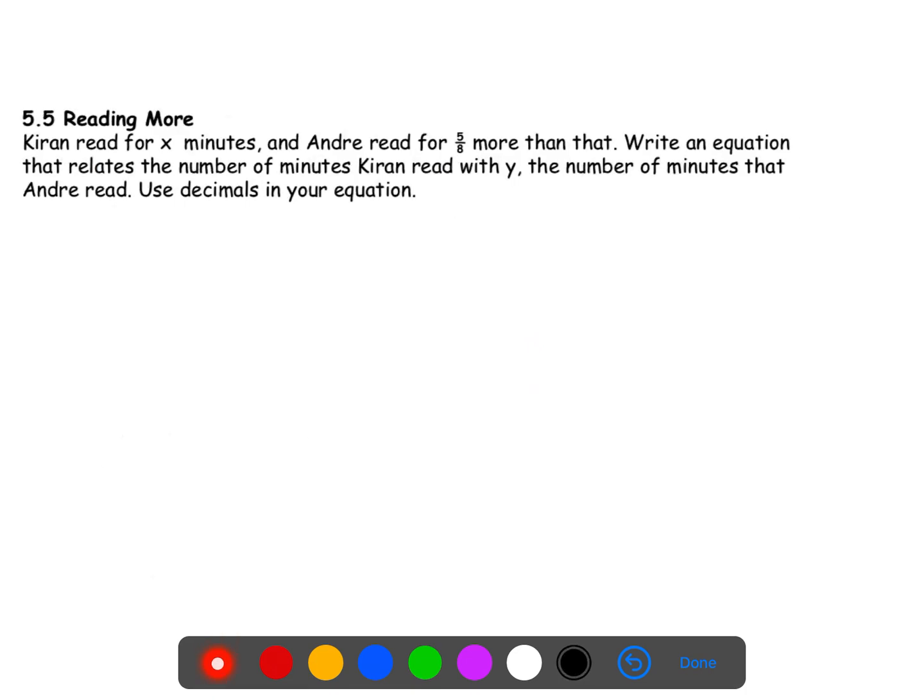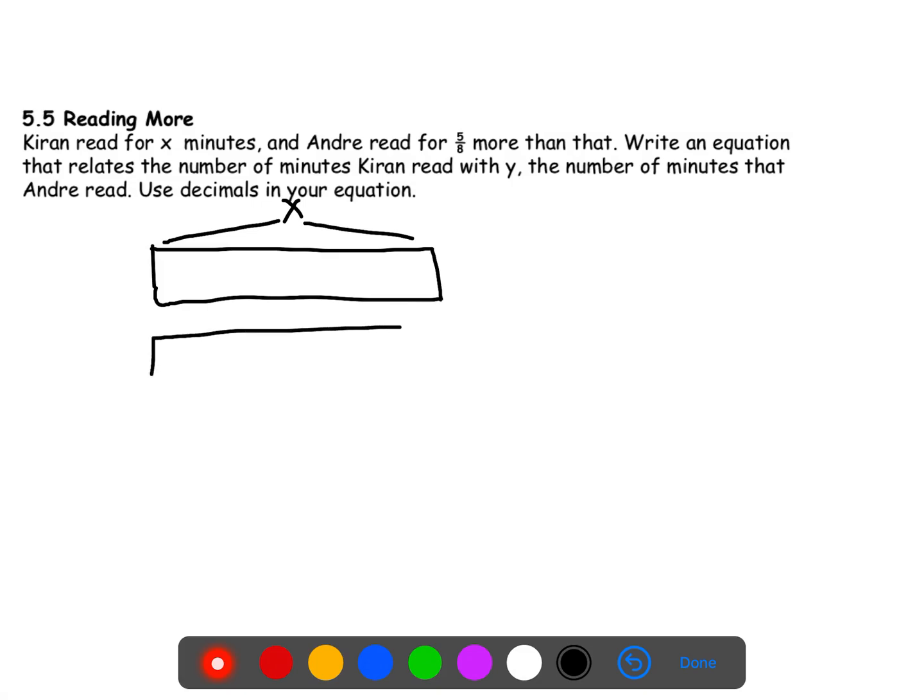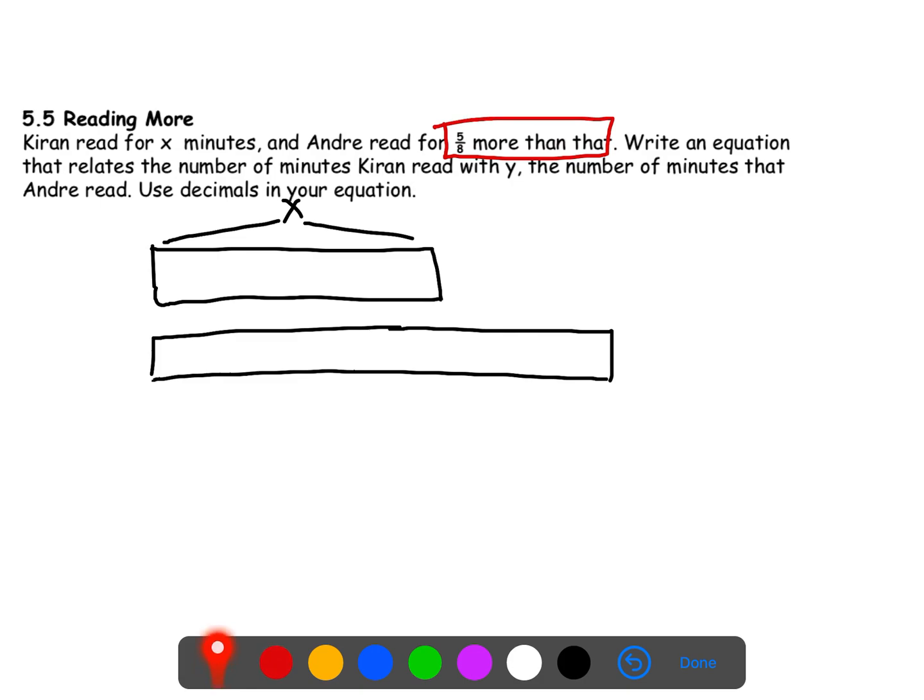So if you remember yesterday, we talked about those diagrams. And we would have an amount that we would call X. And then we'd have another amount listed below it that was our Y value. And sometimes the Y value was greater and sometimes it was smaller. In this case, looking at the problem, if Kieran read for X minutes, Andre read for 5/8 more than that. We're always looking for those key words. So 5/8 more than that is going to show an increase in what Andre read.